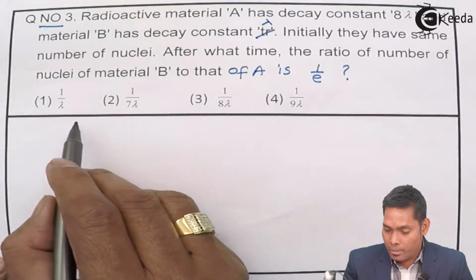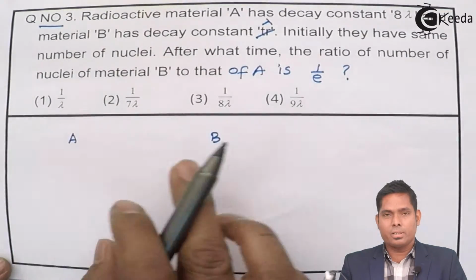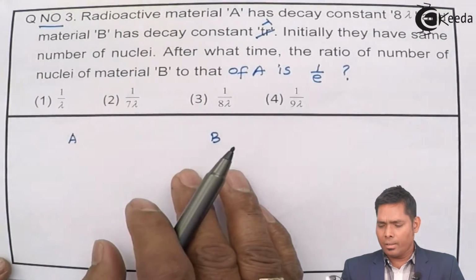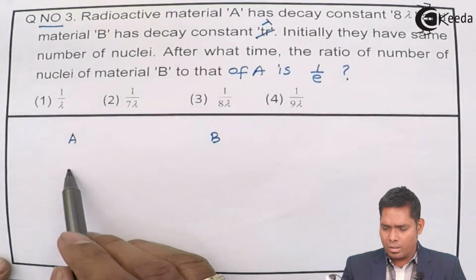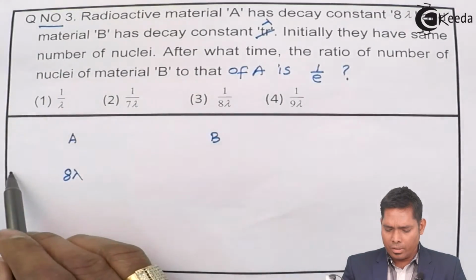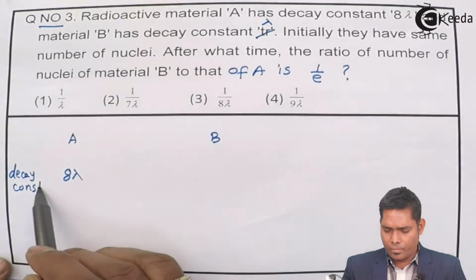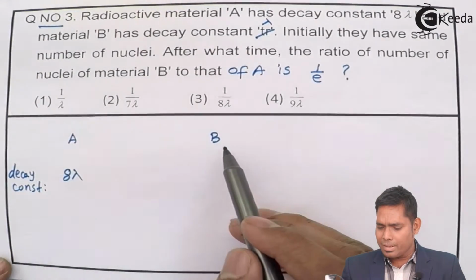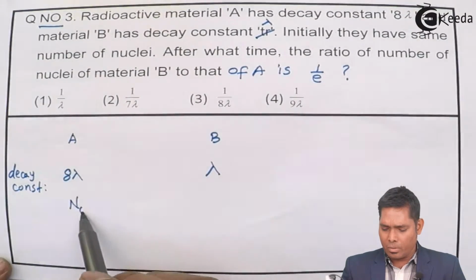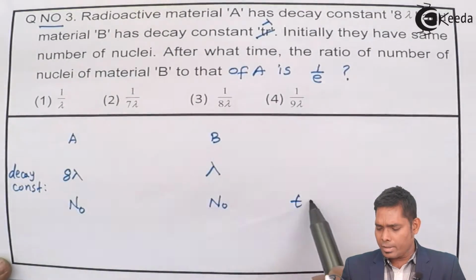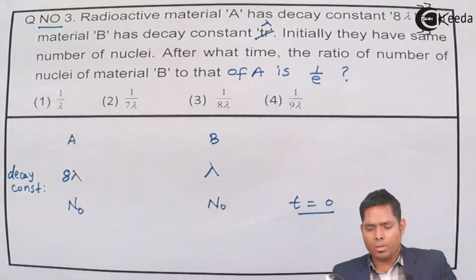Now we have A and B, two radioactive materials, so they will decay. The decay constant of A is 8 lambda, and that of B is lambda. Initially they have the same number of nuclei. Suppose the initial amount is n0 when I consider time t equals 0. At time t equals 0, they have the same number of nuclei.